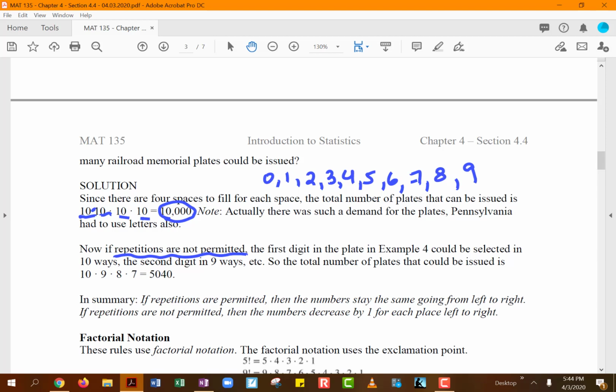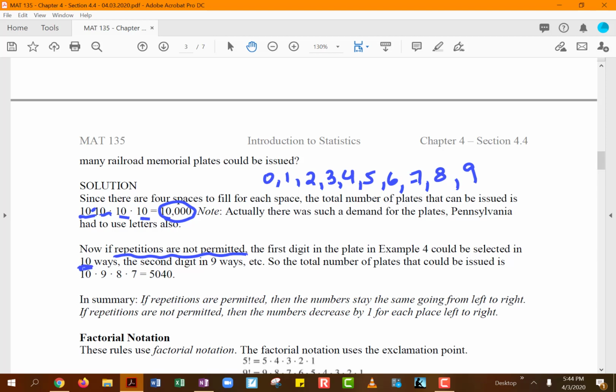So if you've used the number 1 already, it should not show up again in the remaining digits. They are saying the first digit in the plate in example 4 can be selected 10 different ways, because that means you are using anything from 0 to 9 for that first digit. So that's going to give you 10 options, right?